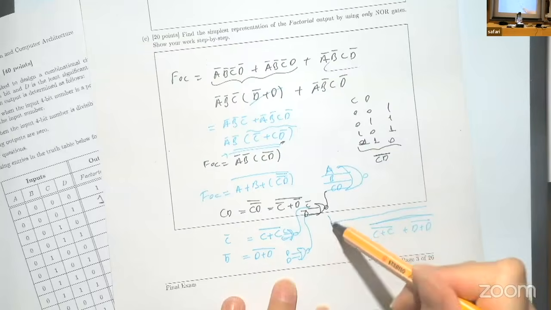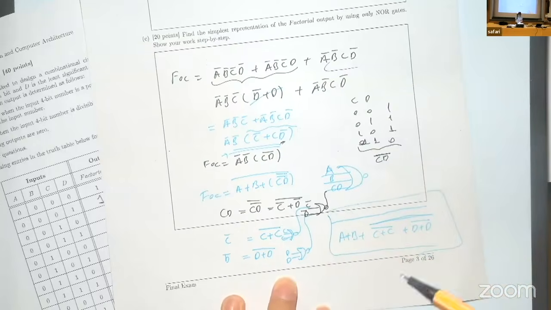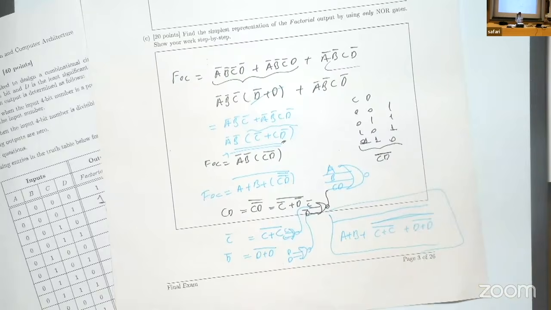And this is the final result that you should give. Actually, you don't have to draw the NOR gates to find the solution, but it's just easier for you to visualize. But yeah, any other question? Okay. Then for the second question, Joel will come, I guess.